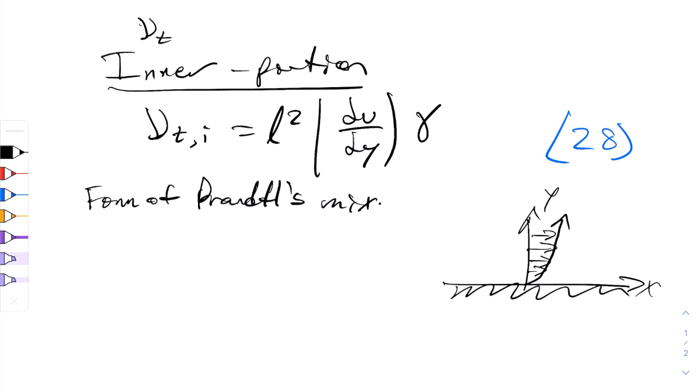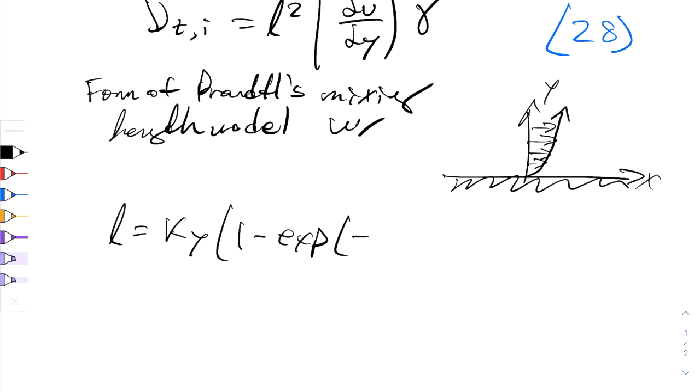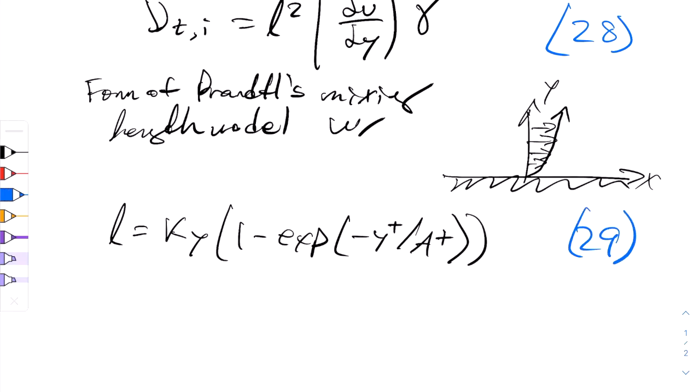mixing length model with a modification. And this modification is L equals ky times 1 minus exp of negative y plus, all divided by a plus. And this is a bit empirical, but we'll define and tell you about these portions of the equations just in a second.